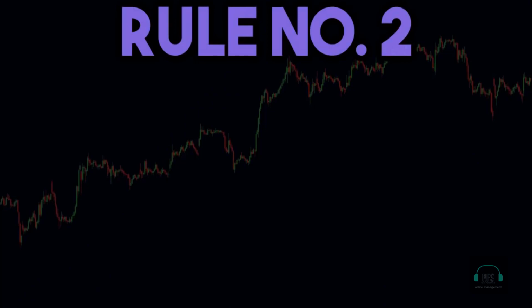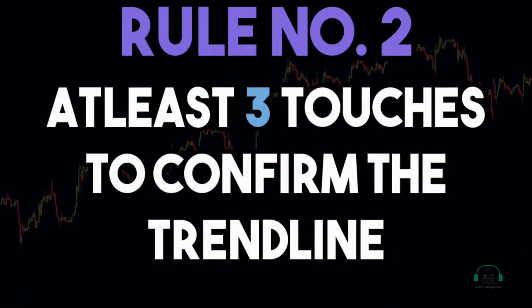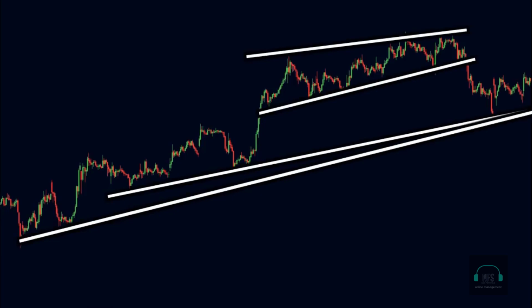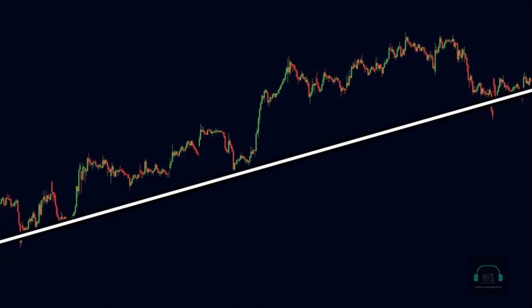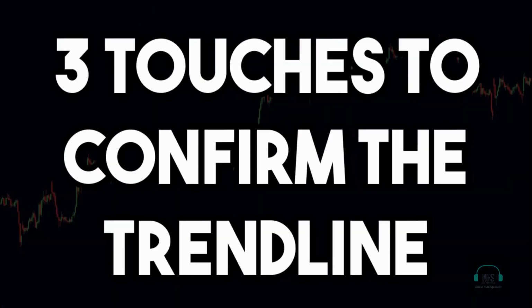The second rule of drawing trend lines is that you need at least 3 touches to confirm the trend line. I have seen many traders, especially on YouTube, say that you need 2 touches to confirm a trend line. But think about it logically. You can pick any 2 points on the chart and create a trend line. But when there are 3 points that fall in a straight line, it becomes a confirmed trend line. Hence, I always look for at least 3 touches to confirm a trend line.